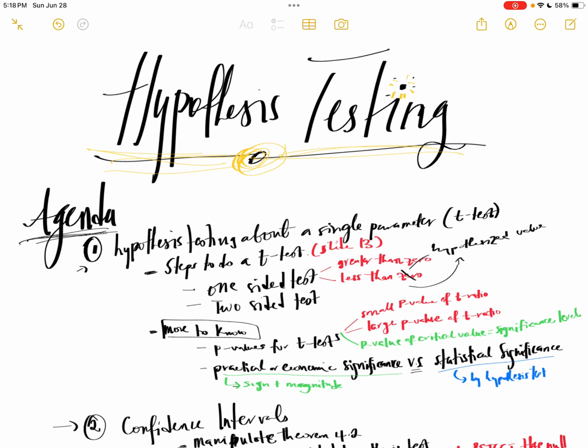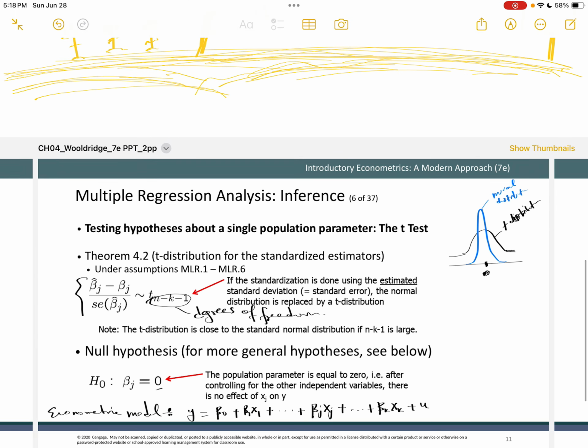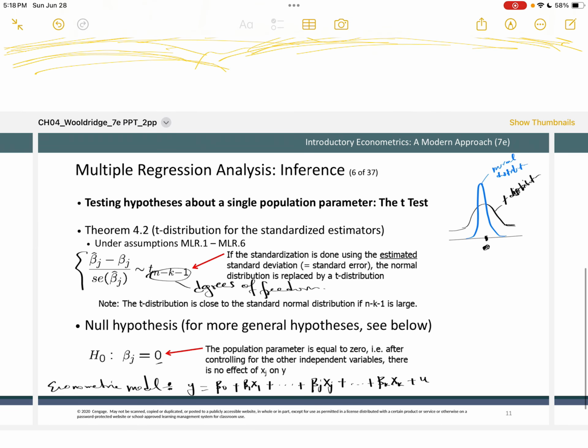Under item 1, I will do steps for doing a t-test, and I will show you under that the one-sided test and the two-sided test, and then there'll be more to know. Of course, there'll be p-values of t-tests. We will compare practical or economic significance versus statistical significance of an estimated coefficient.